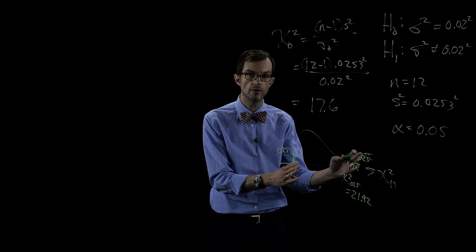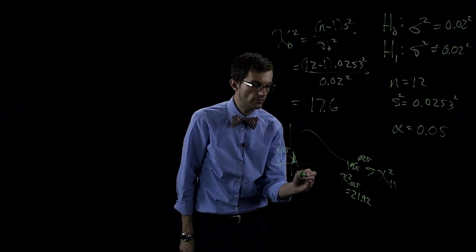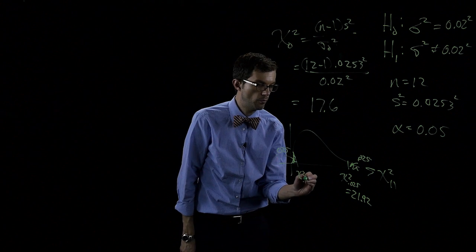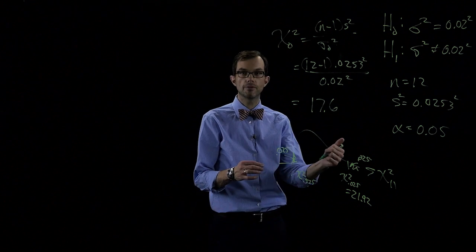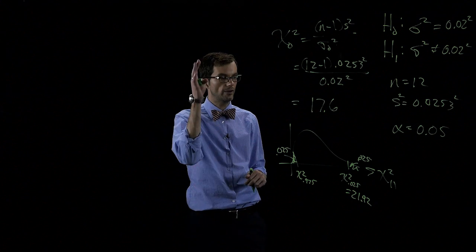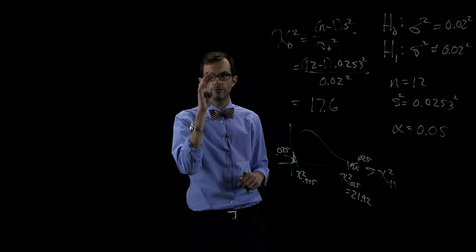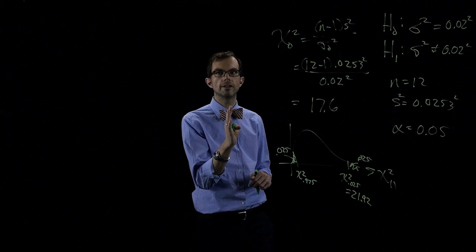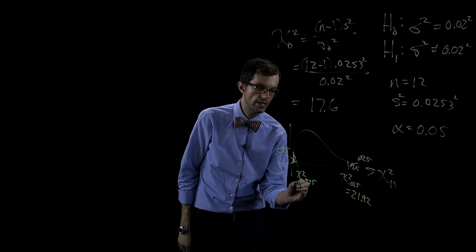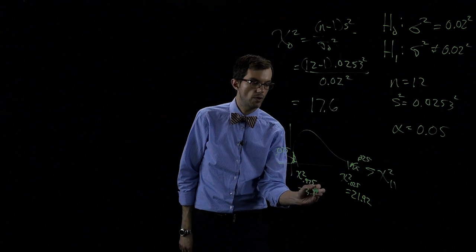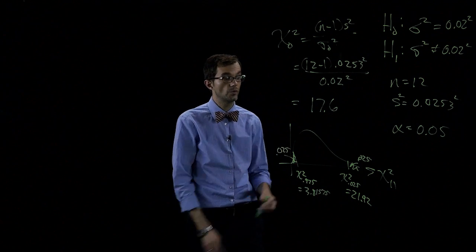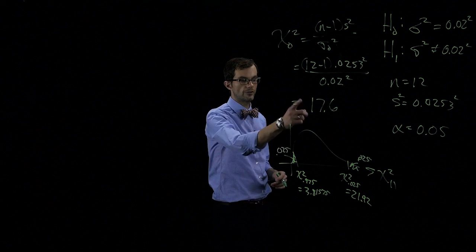For this value down here, we want 0.025 in the lower tail, but the chi-square table always gives us the upper tail. So we want chi-square of 0.975 in the upper tail. Go down to the degrees of freedom 11 row, over to the 0.975 column, and we get a value of 3.81575. So we've got our critical values, we've got our test statistic.